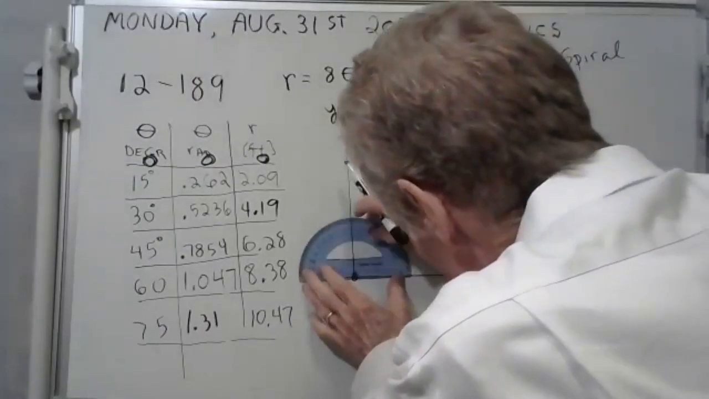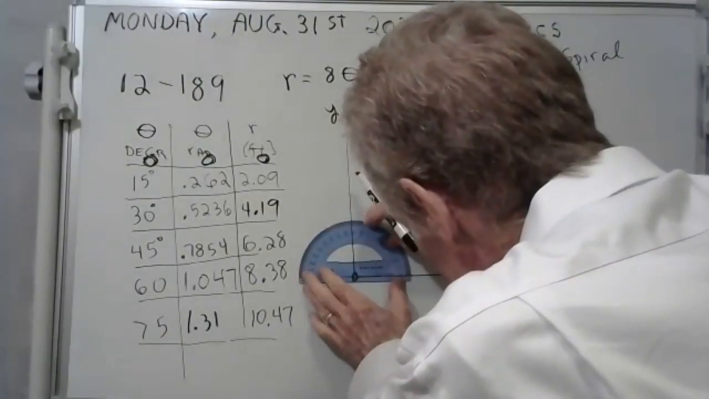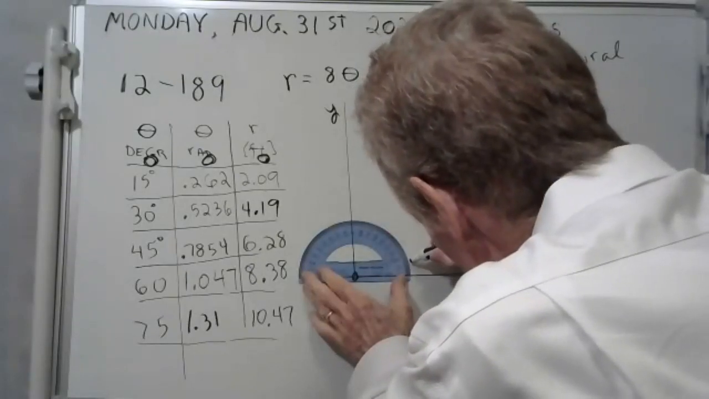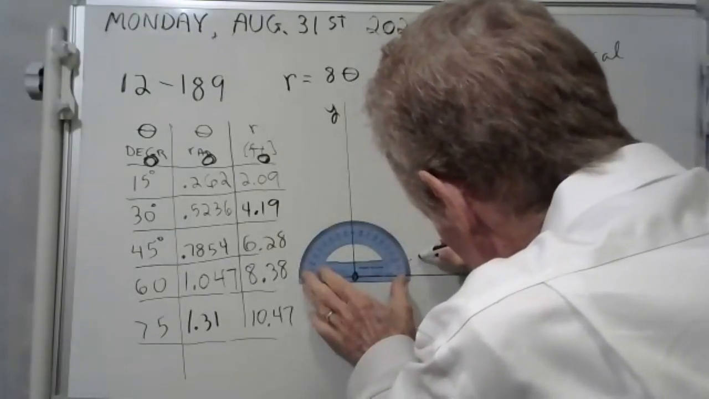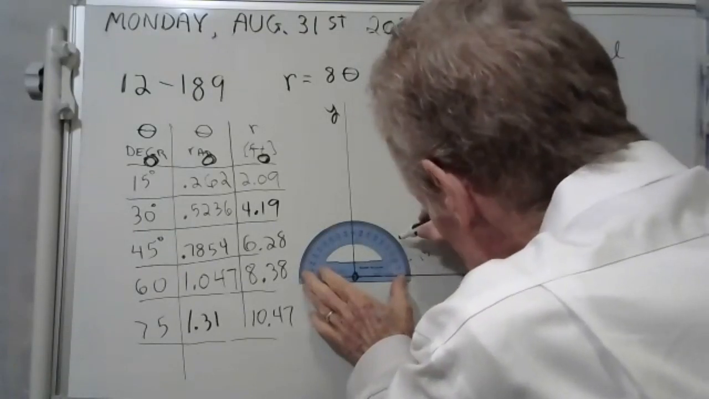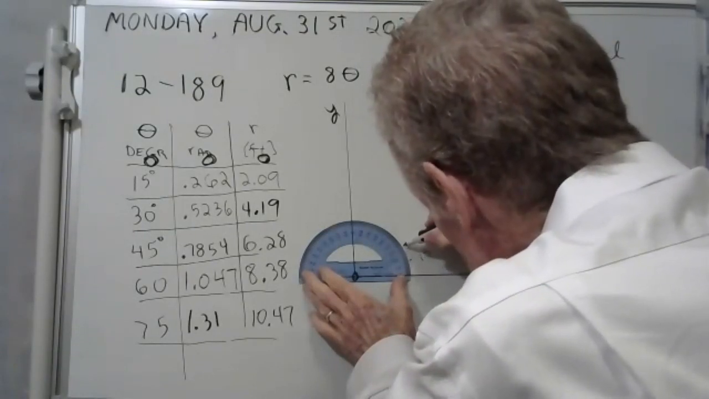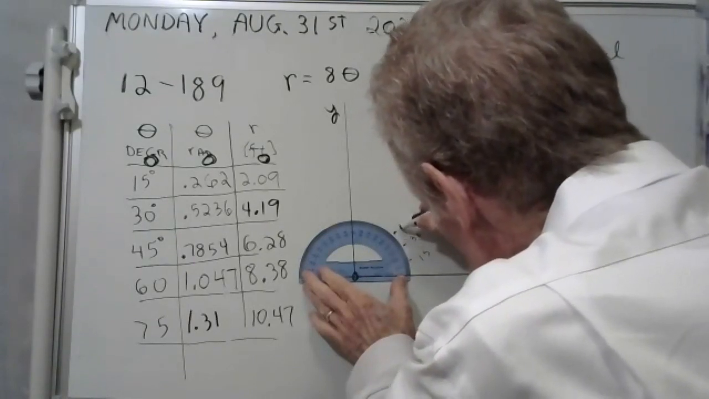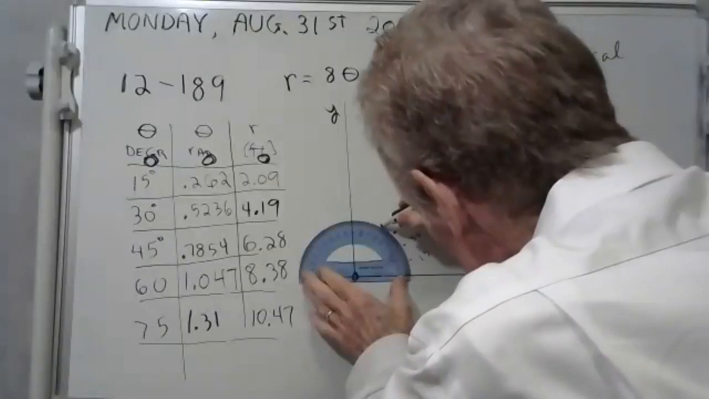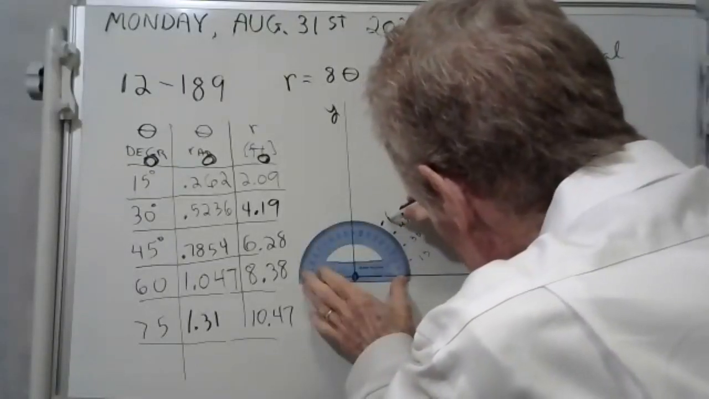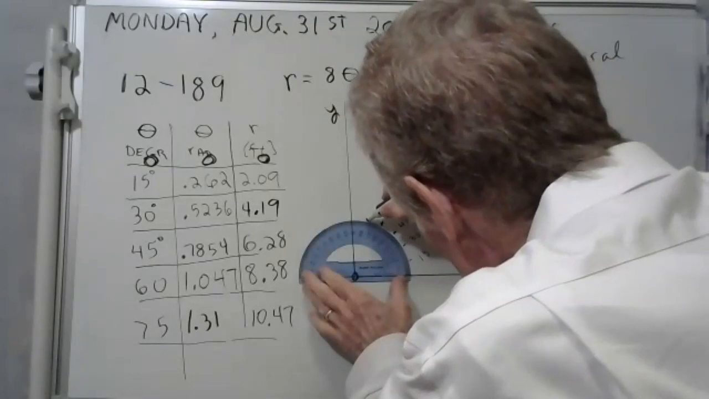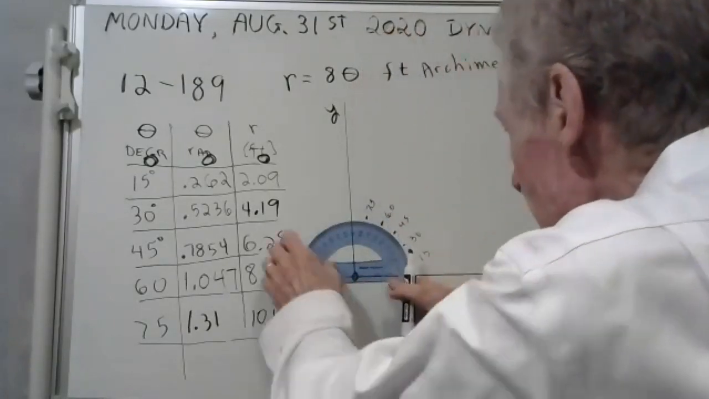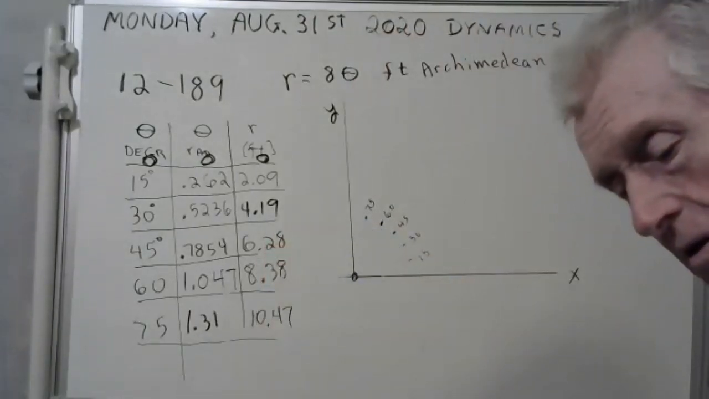Now at 15 degrees, you really need a protractor for this. 15 degrees, here we go, 15 degrees. Why don't I just mark these off? See, this is 15. This is 30. This one's 45. This one's 60. And this one's 75. Now let's draw those.